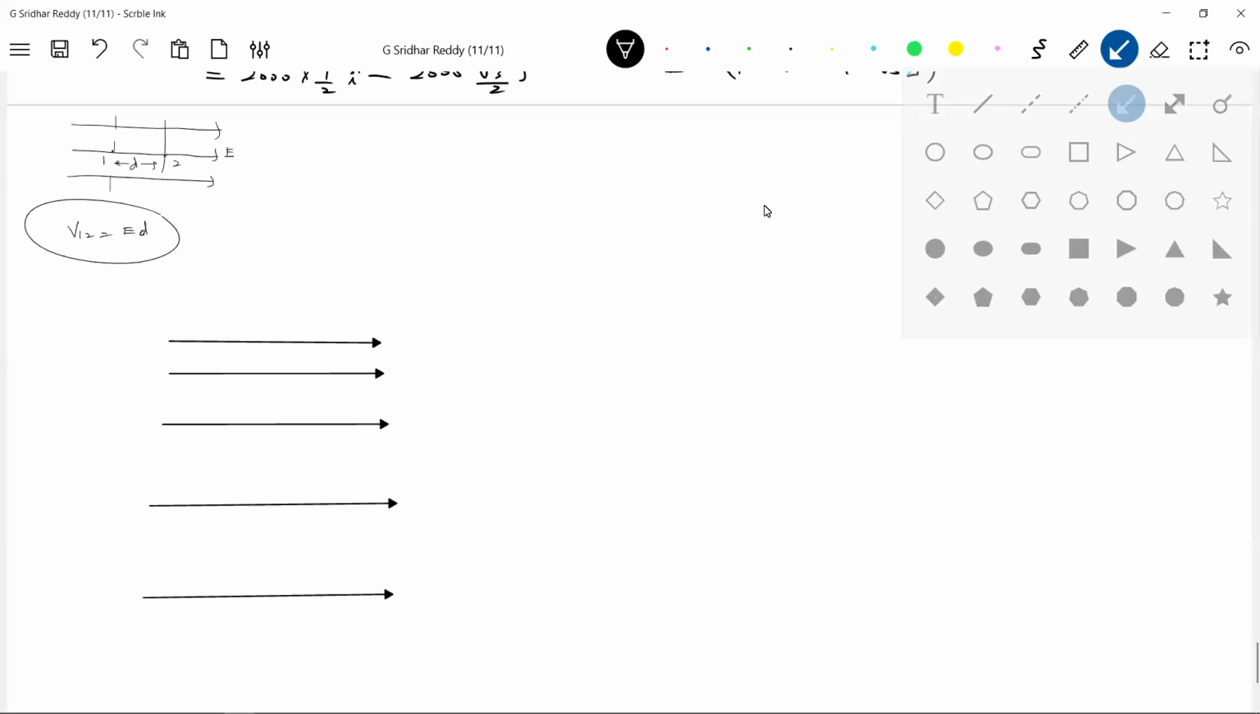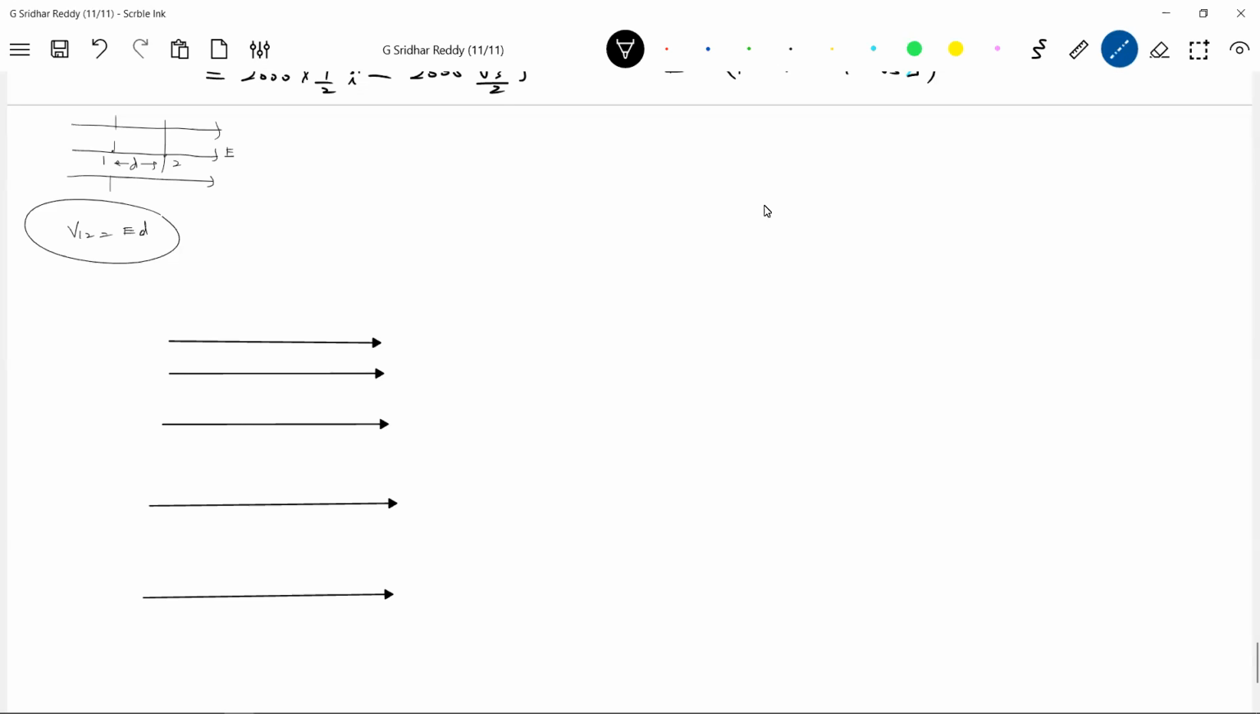So I'll bring a closed path. What is the closed path? Okay, let me start like this. Then I'll mark points 1, 2, 3, 4. Work done in a closed path must be 0. Net work done in the closed path 1, 2, 3, 4 should be 0. It's a conservative field. I'm saying it's an electrostatic field, first of all. So is it possible?